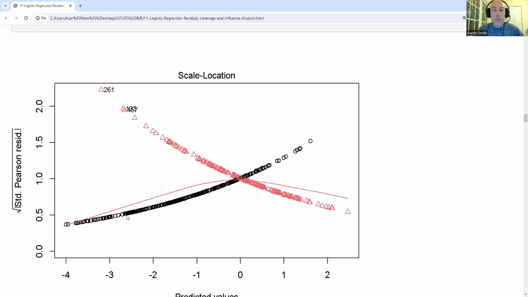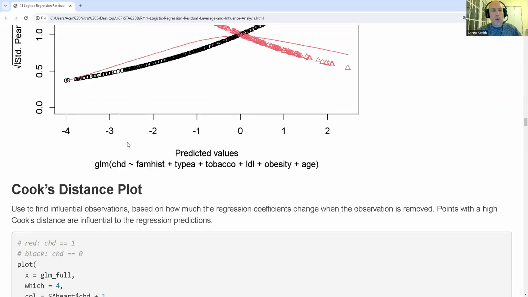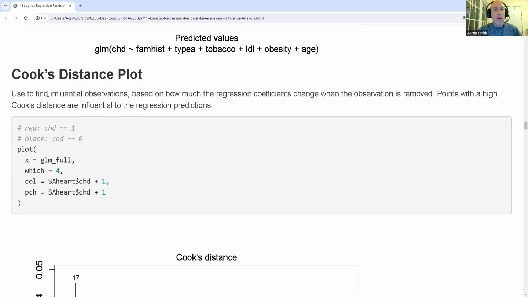And basically, once again, we want to look for the extreme values. Like this 261, I'm getting really, really interested in this point right now because I think it's been on every plot so far. Now, Cook's distance, here we're trying to find the influential observations.